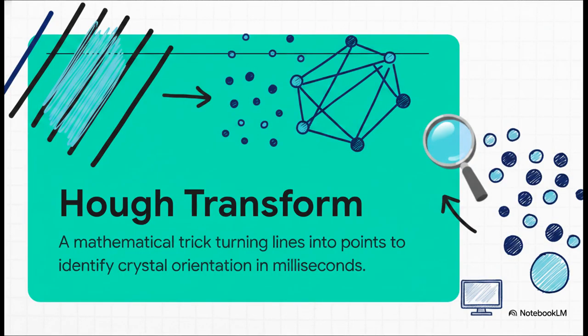And that massive 1991 leap forward, that was all thanks to a brilliant mathematical trick called the Hough Transform. Instead of forcing a human to painstakingly find and measure parallel lines, the Hough Transform mathematically turns those lines into distinct points in a completely different space. This allowed computers to automatically identify crystal orientations in absolute milliseconds. It was a real game changer that essentially gave birth to modern EBSD as we know it.